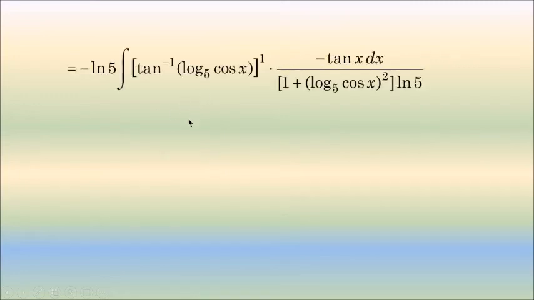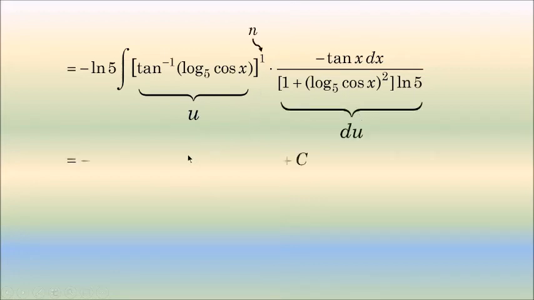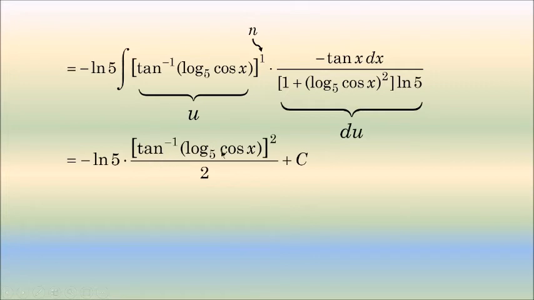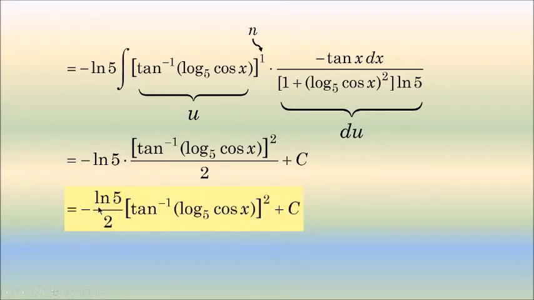So the integral now takes the form of u to the n du. So hence, we have u to the n plus 1 all over n plus 1 times negative ln 5 plus c. Hence, we have negative ln 5 over 2 times tangent inverse of log to the base 5 cosine x quantity squared plus c.